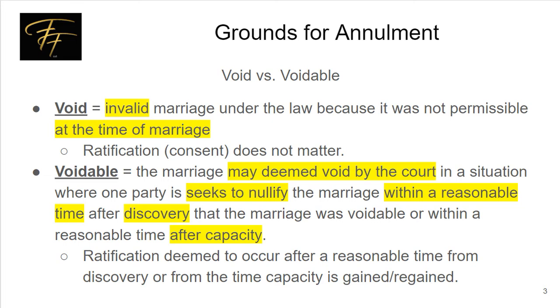While you can make a voidable marriage void, it can also be made a valid marriage, where a void marriage will never be a valid marriage. In other words, a void marriage will always be grounds for annulment, and a voidable marriage may be grounds for annulment. And I'm using the word marriage loosely because if it's void, it was never really a marriage.